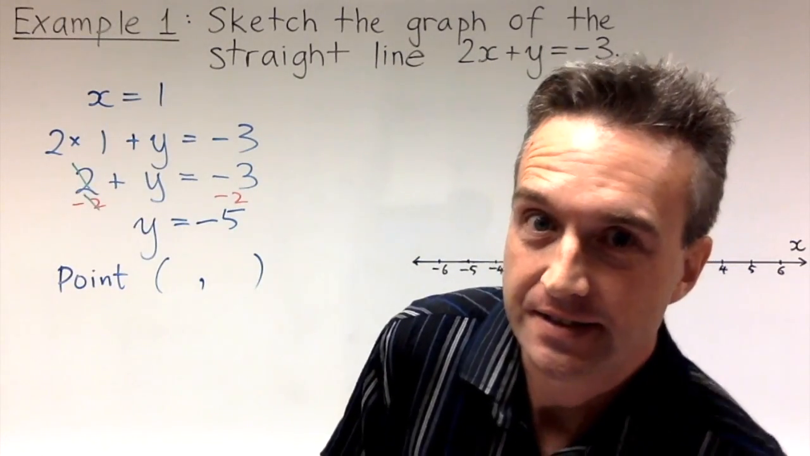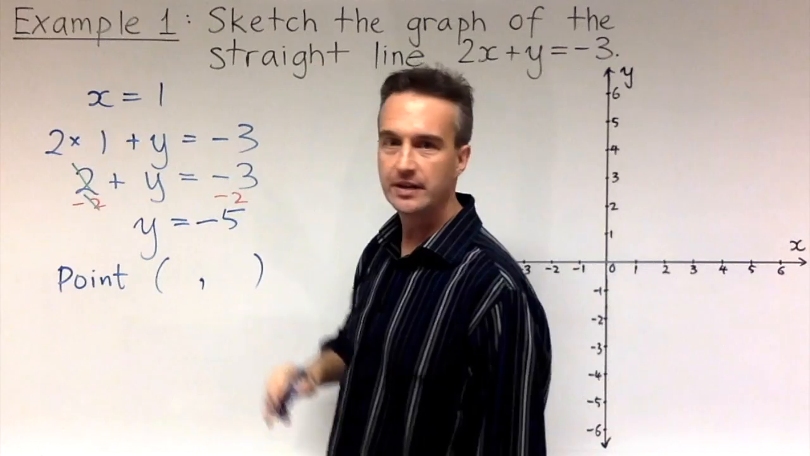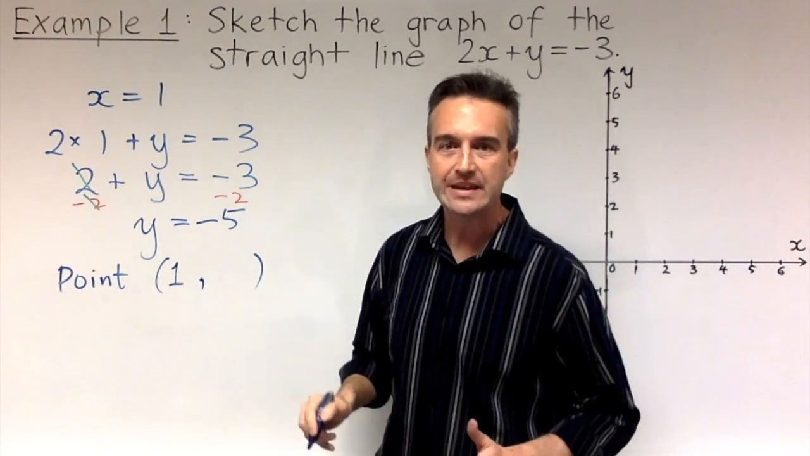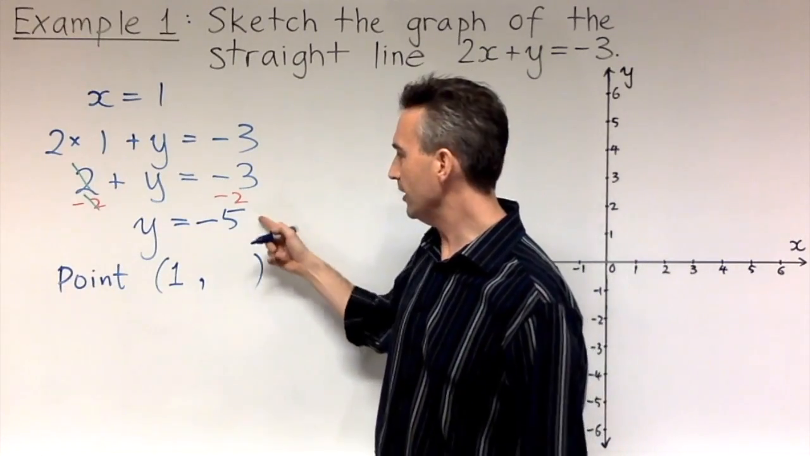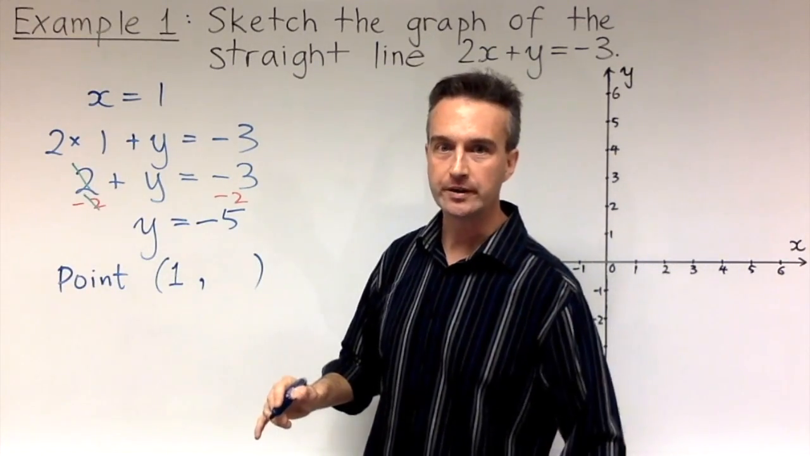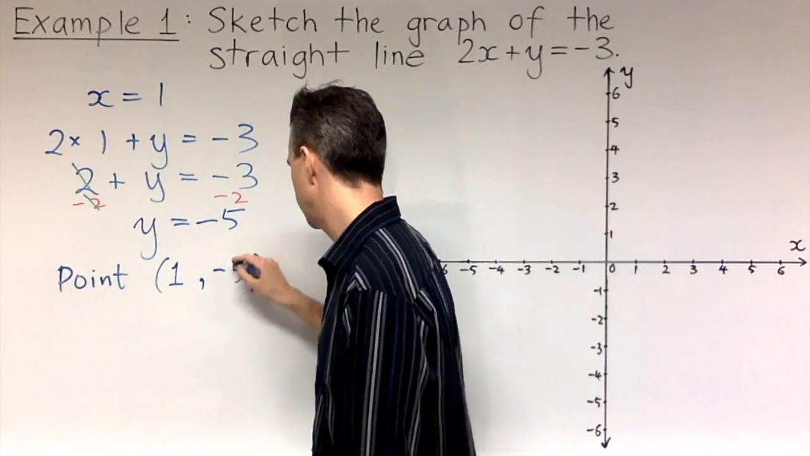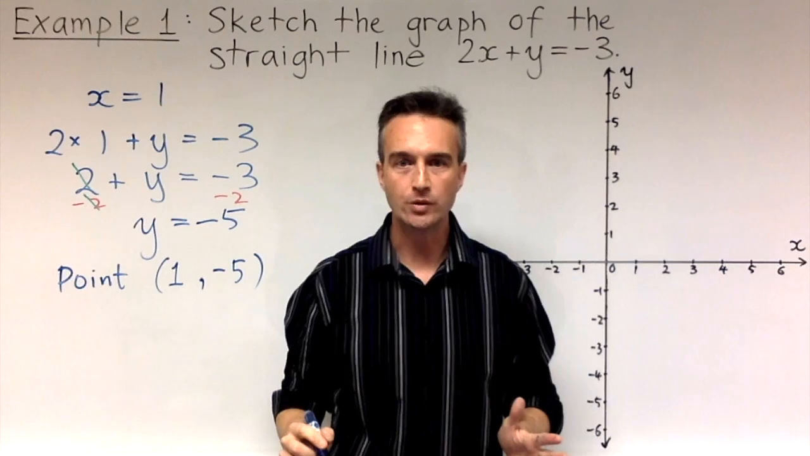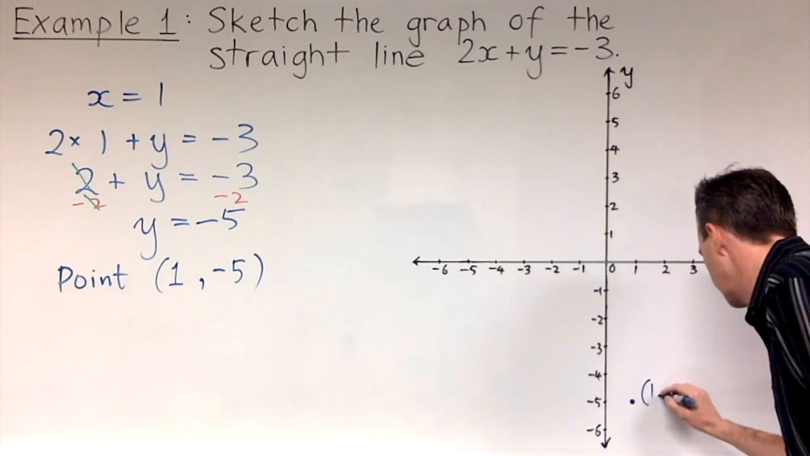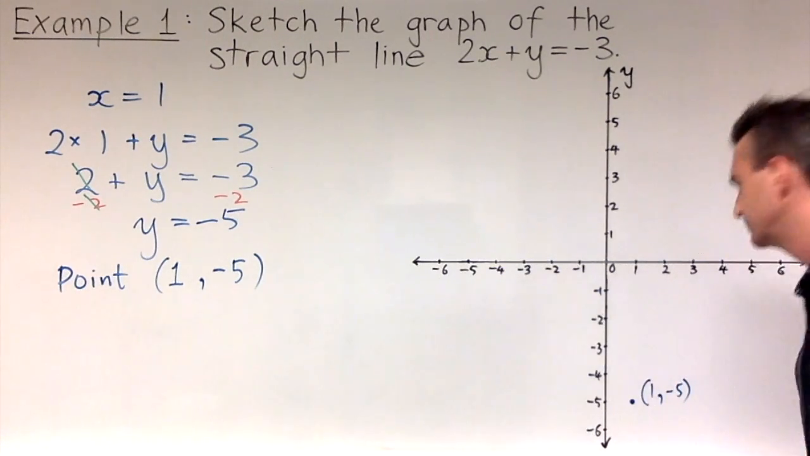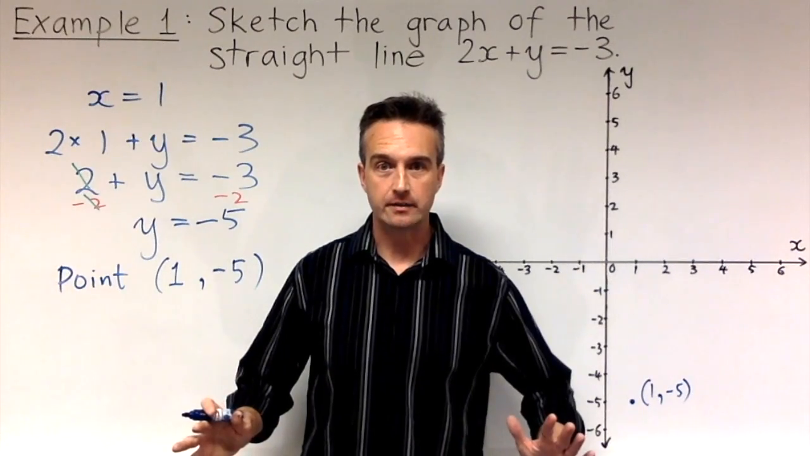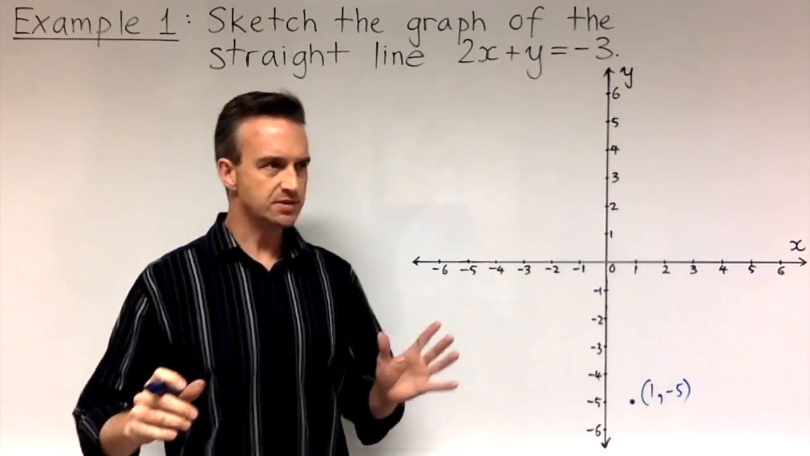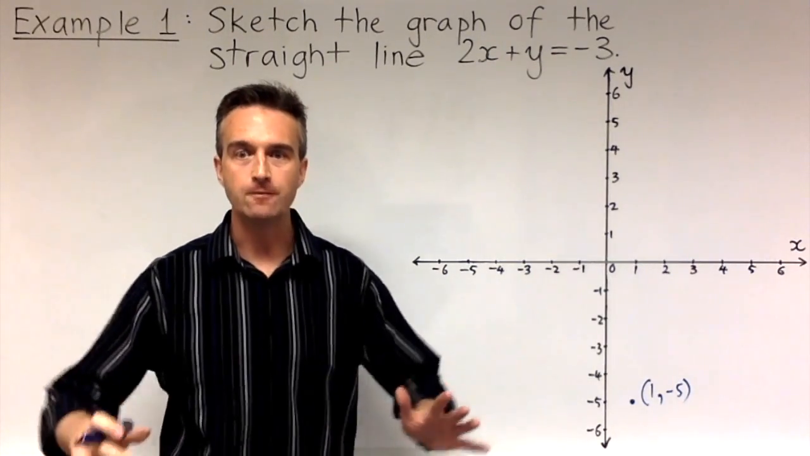Well, that gives me my first point. How easy is this? We used x equals 1, so that is my x-coordinate. And then we got y equals -5. That is my y-coordinate. There's our first point. Let's put our first point on the coordinate plane. There's our first point, all done. But we still need one more point. Let's find another one. This time I might put in a random value of y.